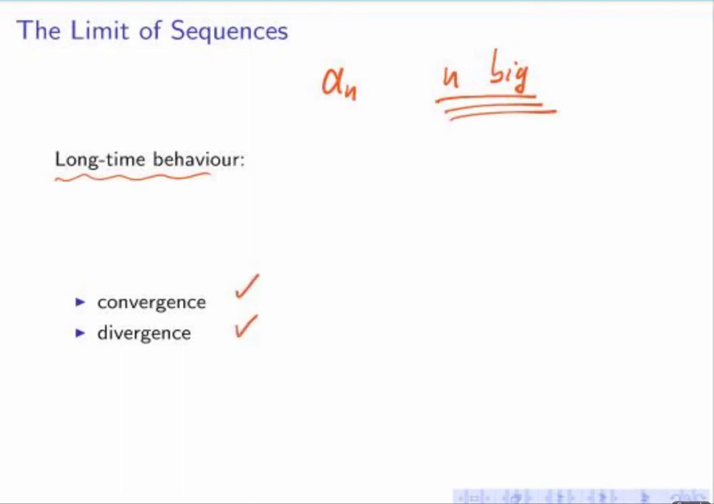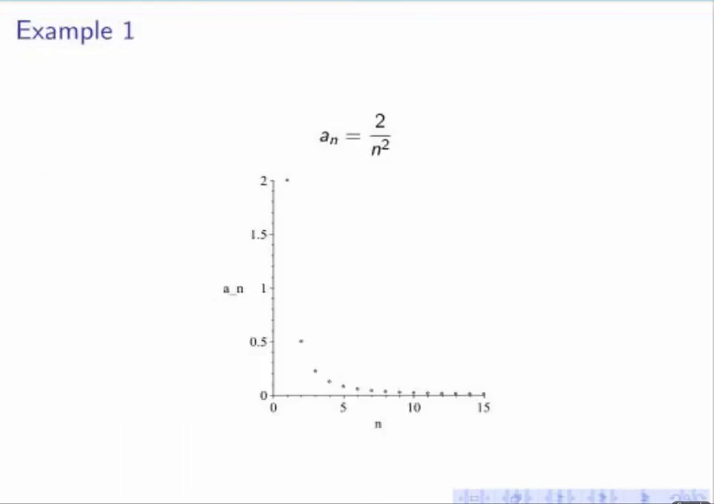Before I define them mathematically though, I would like to show you two examples. So let's look at this example. a_n is 2 divided by n squared. Again, the question is what happens if n becomes big? If n becomes big, then n squared is even bigger, and then 2 divided by n squared will be a very, very small number. And this is indeed what we see in the graph here.